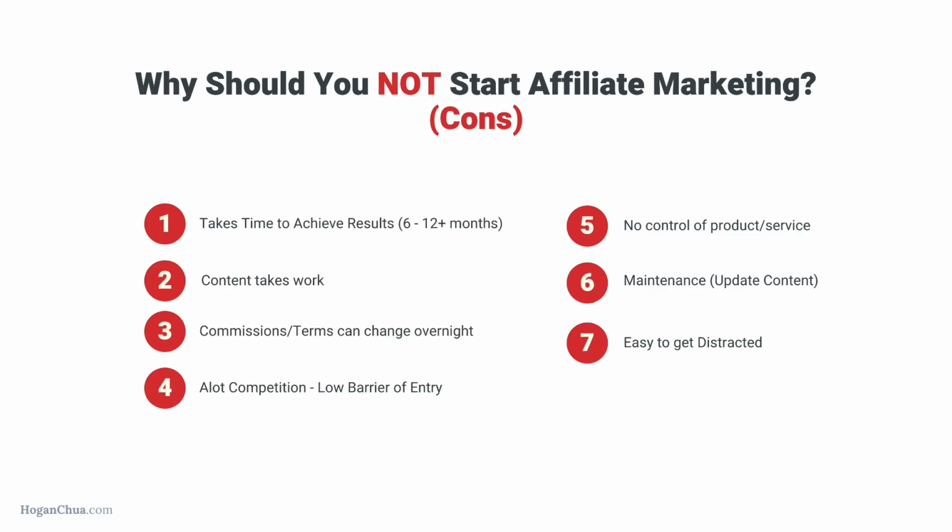So number 6, you do have to maintain your content. It's not like, okay, I just create a piece of content and leave it up there and that's it. You have to update your content just like you have to update or maintain a house. Okay. So number 7, it's very easy to get distracted. When I first started with affiliate marketing and online business, I was very undisciplined and I got distracted really easily because you are your own boss.